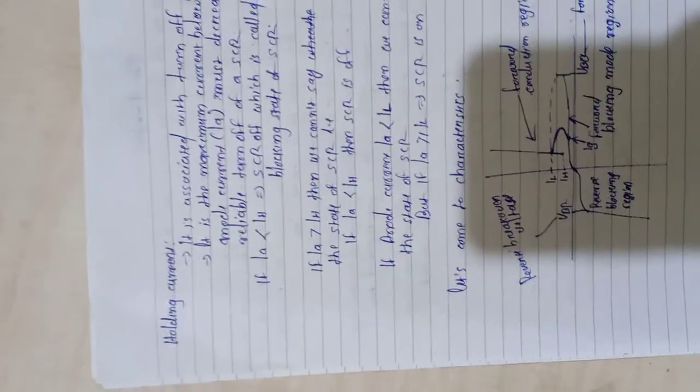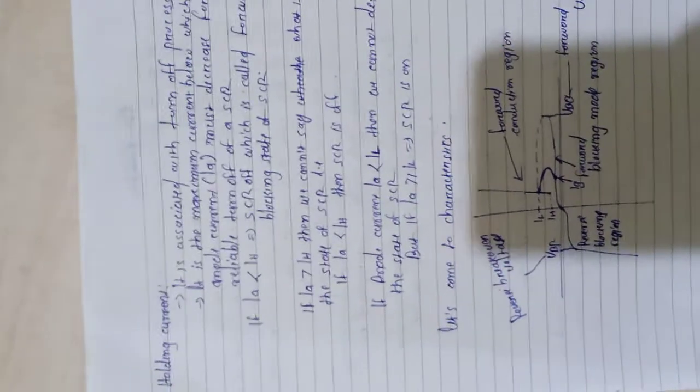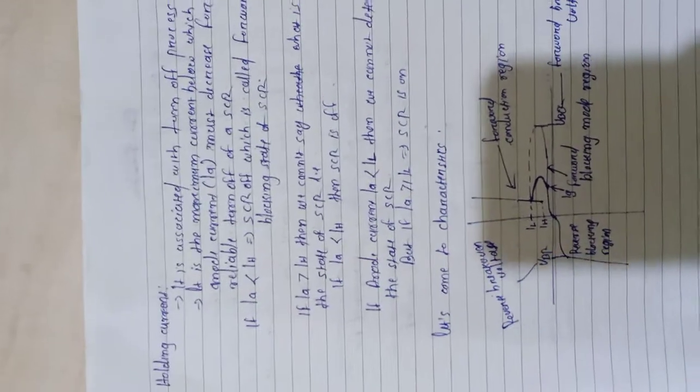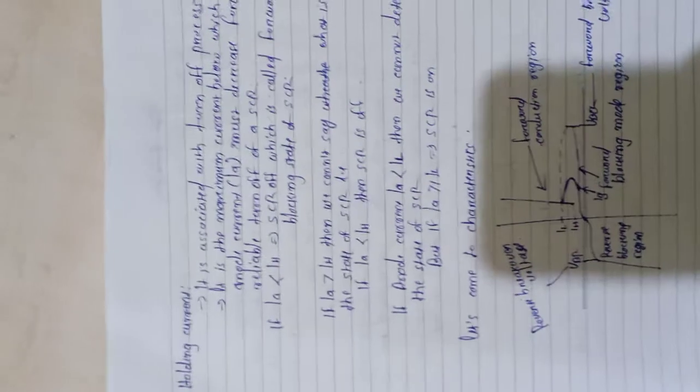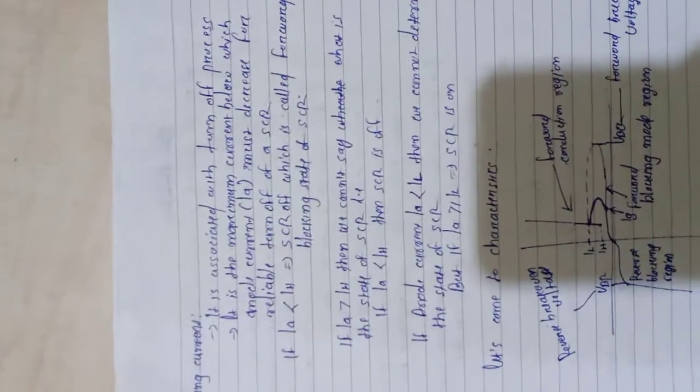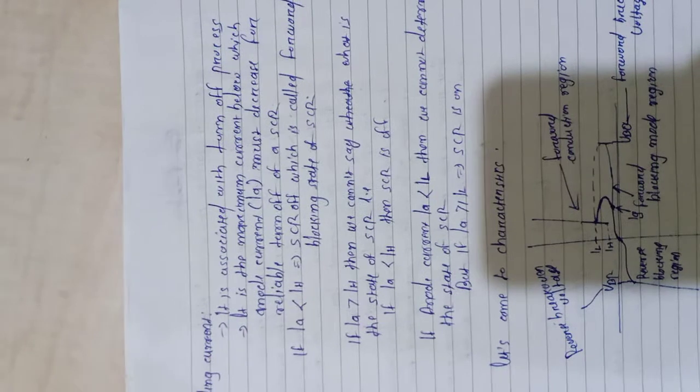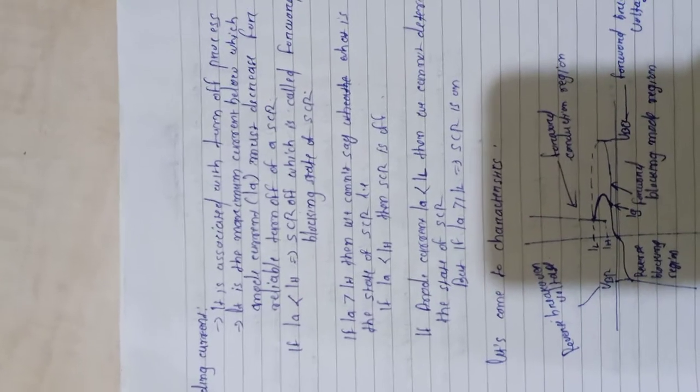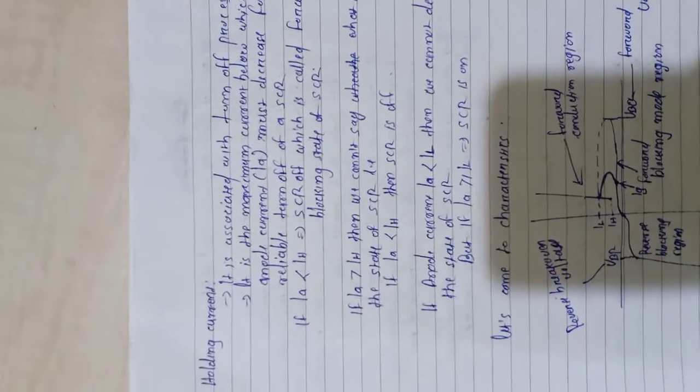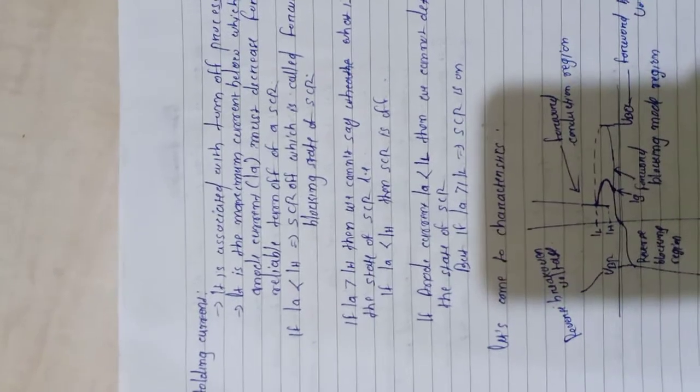Now next page, we will learn about holding current. So what is holding current? Like latching current is associated with the turn-on process, holding current is associated with the turn-off process of the SCR. It is the maximum current below which anode current must decrease for reliable turn-off of the SCR.